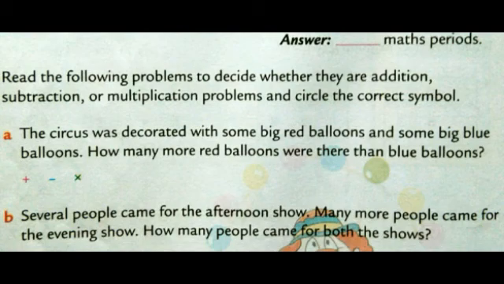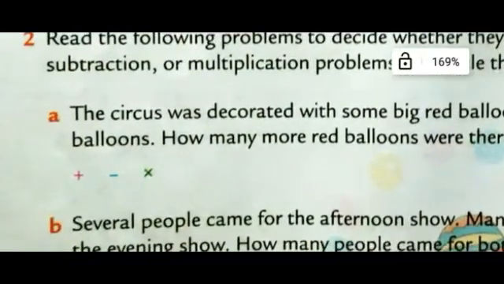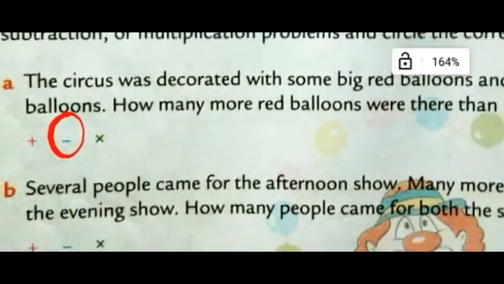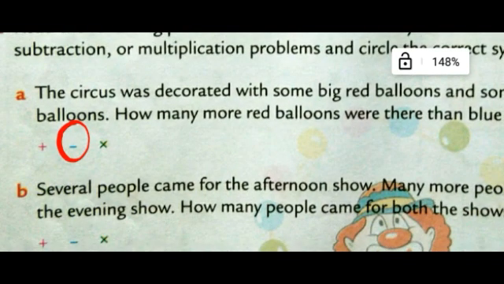The circus was decorated with some big red balloons and some big blue balloons. How many more red balloons were there than the blue balloons? So they are asking, in a circus there were red balloons and blue balloons. So how many more red balloons were there than the blue balloons? That we can find out only by subtracting. So this is a subtraction question. So we will circle it. To find out how many more red balloons there are than blue balloons, we have to subtract. Okay, see the next one now.